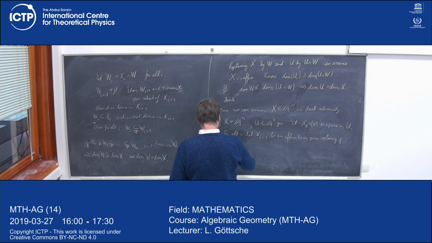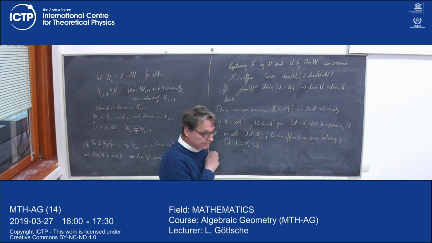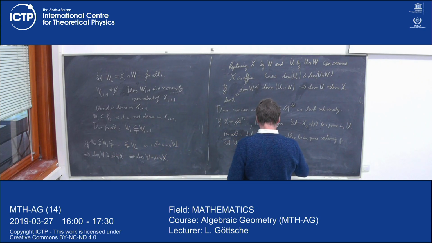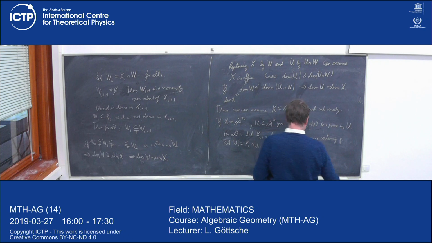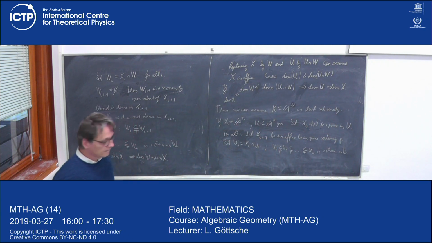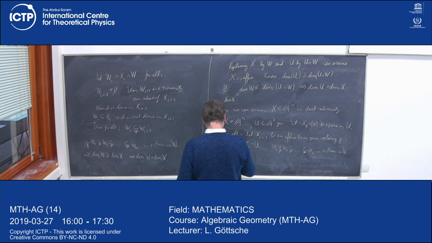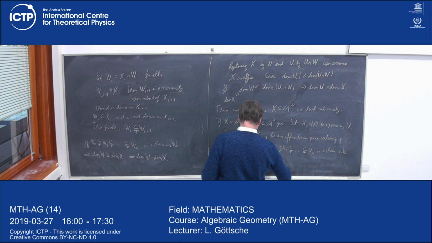So then we can put U_i equal to X_i intersected with U, and then again this gives us a chain, U0 containing U1, and so on. Basically we have the same situation as before, that the smallest point is contained. So thus the dimension of U is equal to the dimension of X.